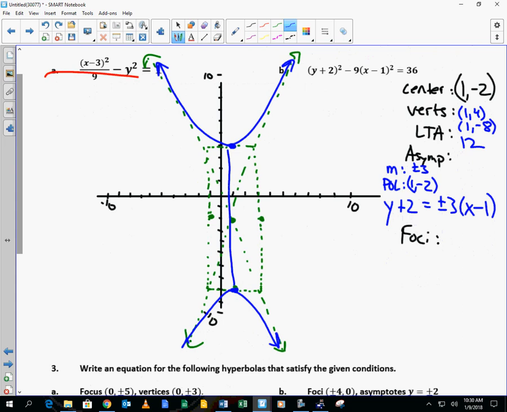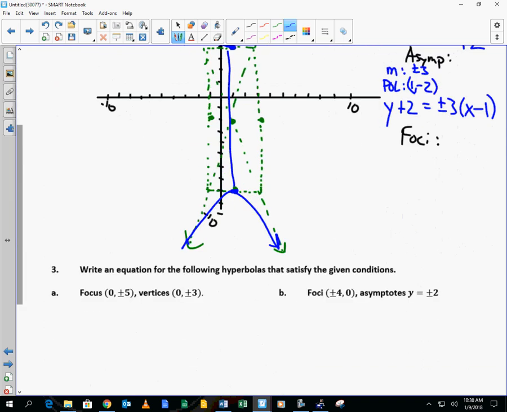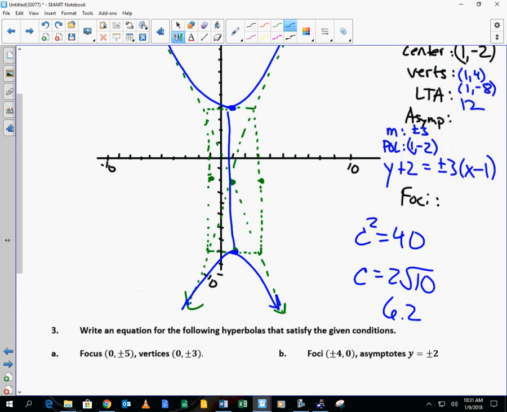Foci, how do I find them? A squared plus B squared is C squared. So I've got A squared is 36, B squared is 4. Add them together, you get 40. So therefore, C squared is equal to 40. So C is equal to 2 roots of 10. Root of 10 is like 3.1, so C is going to be like 6.2. So you can see the box was stretched 6 units in each direction. So the foci here are sitting 6.2 units in each direction. Just going to set them there really close to the vertices.